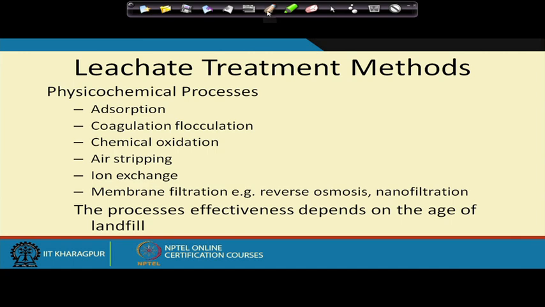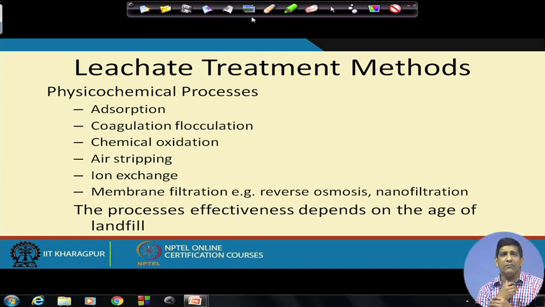We can use physico-chemical processes. Here are some examples: you can use adsorption, coagulation, flocculation, and as you read these processes, they seem very similar to what you have seen in a wastewater treatment plant. Most of these processes are also used for water treatment plants. As you know, water treatment is mostly physical-chemical; usually there is no biological system in water treatment. Wastewater has both physical-chemical and biological.